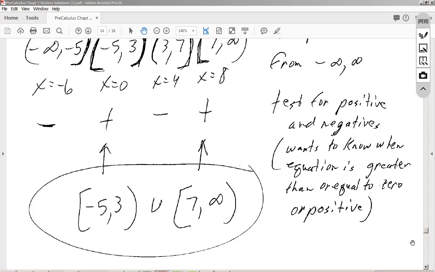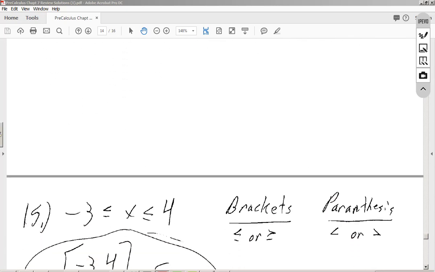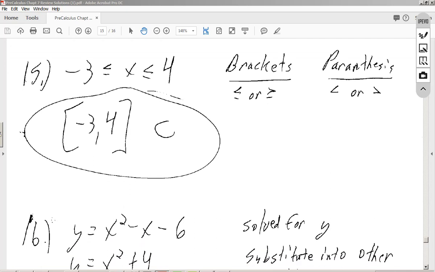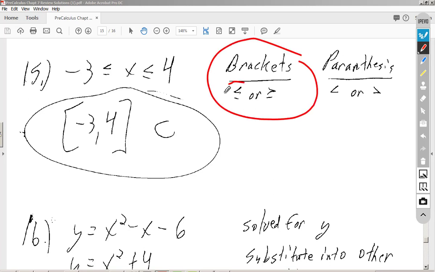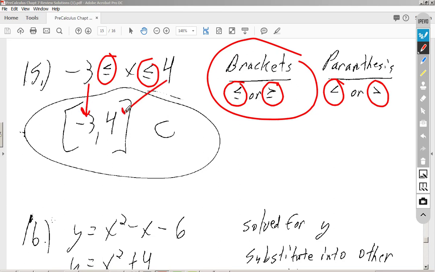Okay, problem number 15. It says which of the following intervals represents -3 is less than or equal to x, which is less than or equal to 4. As a reminder, with your intervals, brackets are used with less than or equal to or greater than or equal to. Parentheses are used with less than or greater than. Since these are both equal to, going from left to right, you keep your -3, you keep your 4, and they're both brackets. So it looks like that answer matches up with C.